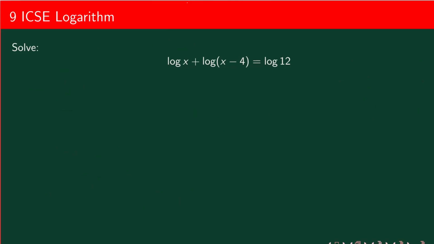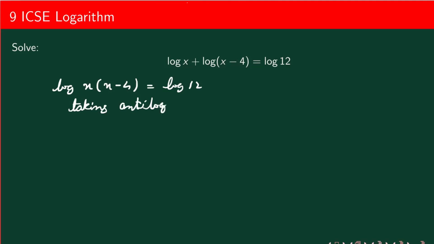Again, we have log plus log on our left hand side and equal to log 12 on the right hand side. So we apply the first law and we get log of x into (x minus 4) equal to log 12. Okay, do write this, taking anti-log on both sides. So we have x square minus 4x is 12. x square minus 4x minus 12 is 0.